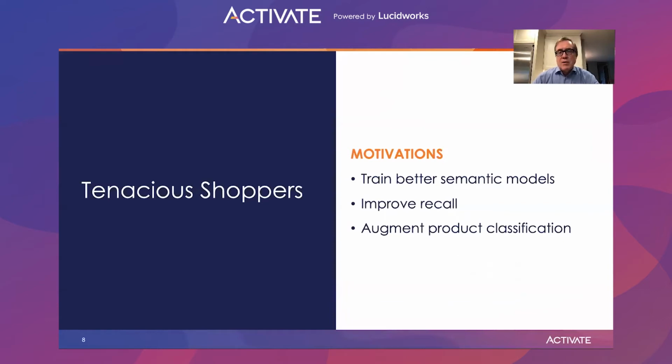And so what can we do with the costly signals that these tenacious shoppers generate? Well, one thing is maybe train better semantic models. I won't say maybe, we definitely can improve the training of semantic models, such as the model that we use in Nevernull at Lucidworks. We could potentially improve recall or even augment product classification, because these tenacious shoppers are telling us something.